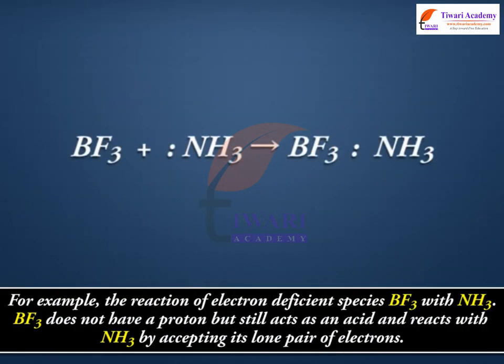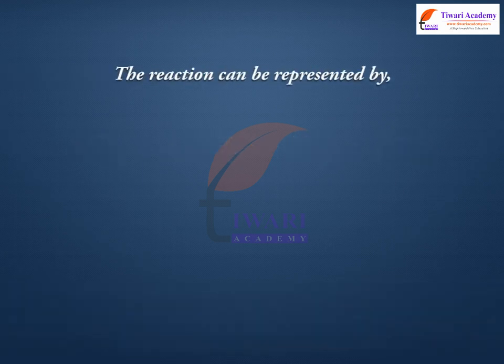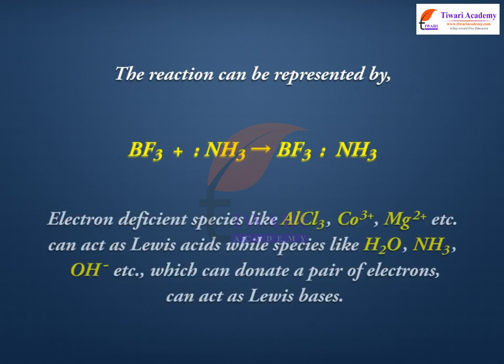For example, the reaction of electron-deficient species BF3 with NH3. BF3 does not have a proton but still acts as an acid and reacts with NH3 by accepting its lone pair of electrons. The reaction can be represented by BF3 plus NH3 give BF3NH3.